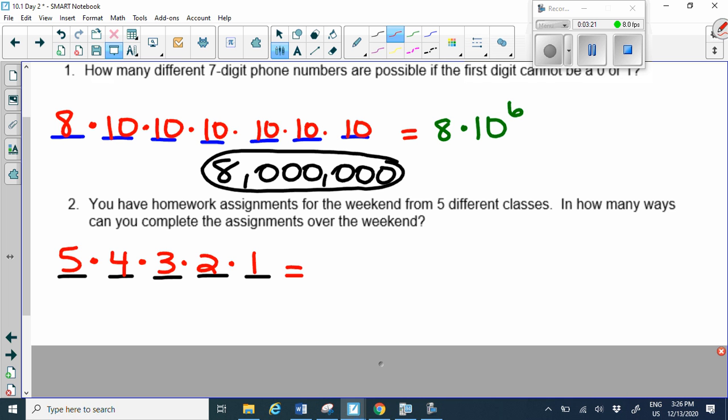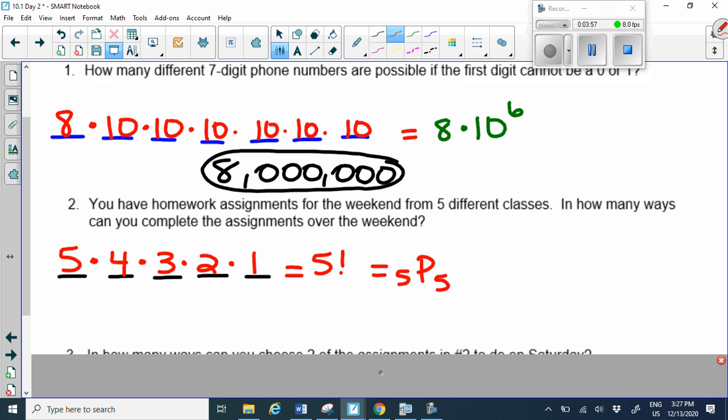Now, how can we rewrite this as well? Some of you might have done factorial. That's the same thing as 5 times 4 times 3 times 2 times 1. Another way, we could use permutations. Sometimes you can use either factorial or permutations, and then the counting principle will be on its own there. Notice we have 5 total assignments to do, and we choose all 5 to do. Whichever way you did, you get the same answer. If you plug it into your calculator, we should get our final answer of 120.